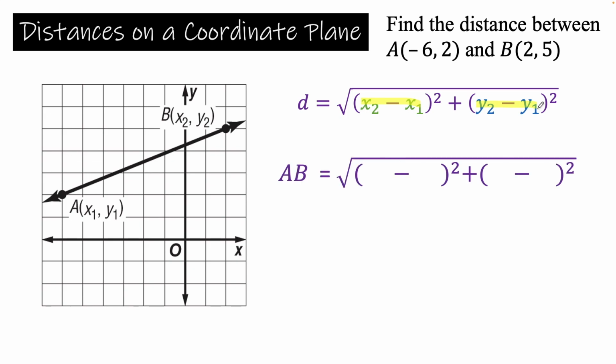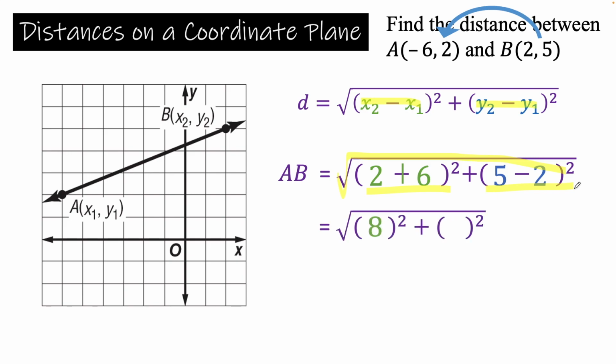So what I usually do is I start with a blank slate, right? This stuff always stays the same. I always have the square root and then the difference of two numbers squared, the difference of two numbers squared. So let's just fill this in slowly, okay? First thing we're going to do is take the x values, 2 minus -6. Well, when you subtract a negative, it's adding. So that looks like 2 plus 6. And then we'll take the y's, 5 and 2. So we've got 5 minus 2. And now we just do the math. 2 plus 6 is 8. 5 minus 2 is 3. Notice I haven't done these squares yet, so we'll do that next.